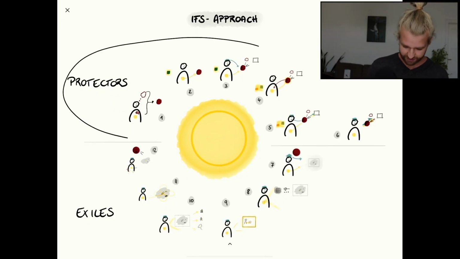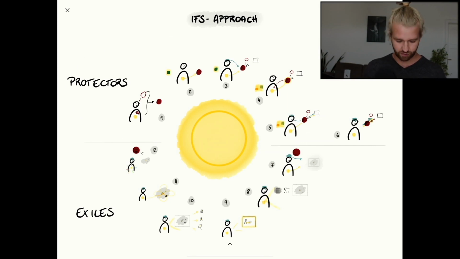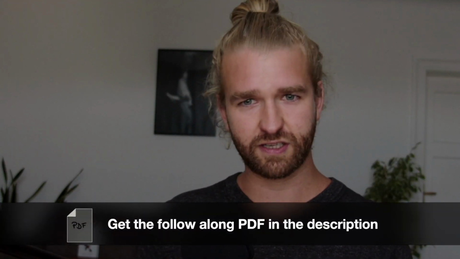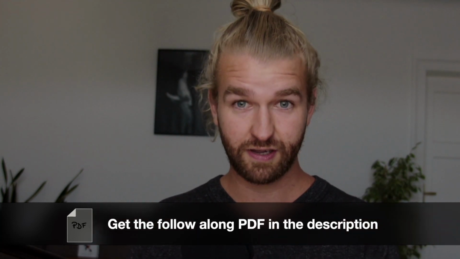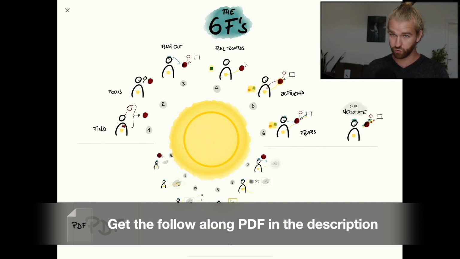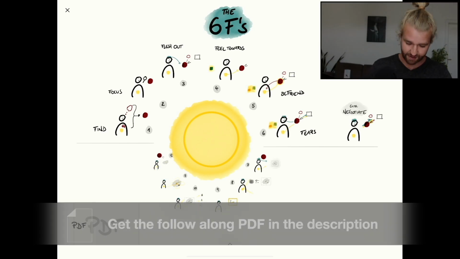So the 6 Fs of working with protectors, and then there are different steps that we can use when working with witnessing and also unburdening exiles. Overall, these can be looked at as 2 separate phases of the work. And in this video, I want to focus on the first one, working with protectors, the 6 Fs.